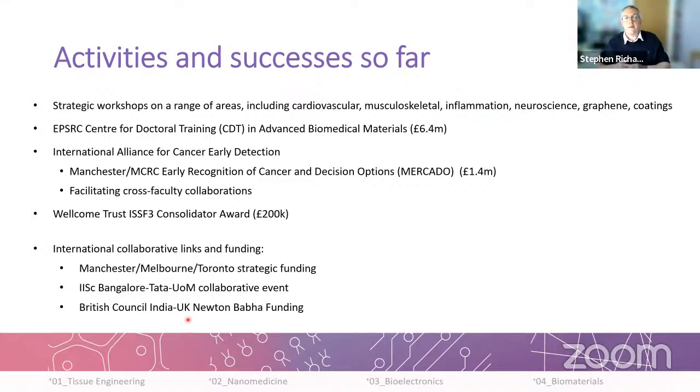What do we do directly? So we regularly run strategic workshops. Over the last couple of years, we've been doing these online primarily due to COVID, but we've had some really successful meetings around a number of different areas. The first one of these we ran was on cardiovascular, but we've run musculoskeletal meetings, meetings around inflammation and immunology and barrier function, on neurosciences, and we've got a meeting coming up soon on graphene in its application as a biomaterial in tissue engineering. And there's other graphene activities and nanomaterial activities around their translation.